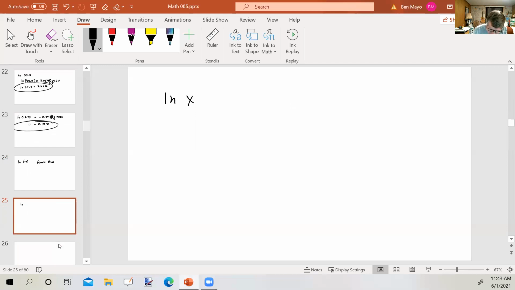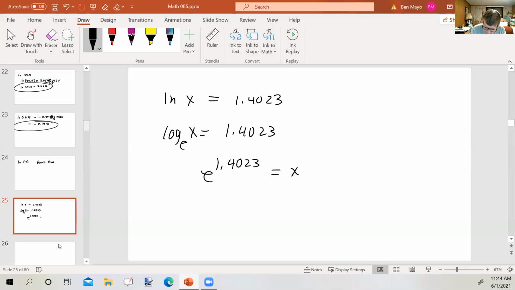Now it says solve each equation, express all answers to 4 decimal places. The natural log of x equals 1.4023. All right. Well, this is a logarithmic equation. So it's log base e of x equals 1.4023. If we change this logarithmic equation into an exponential equation, we get e to the 1.4023 power equals x.